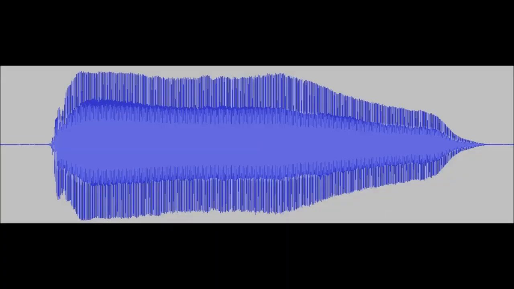Here's a visual aid. This is a waveform graph. The x-axis represents time and the y-axis represents the wavelength.